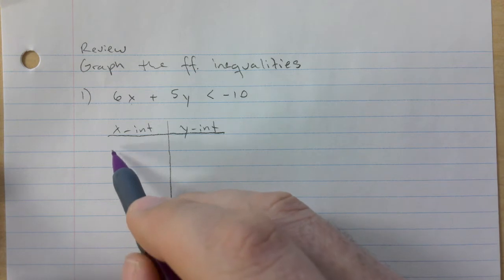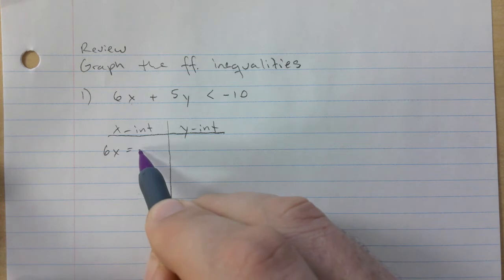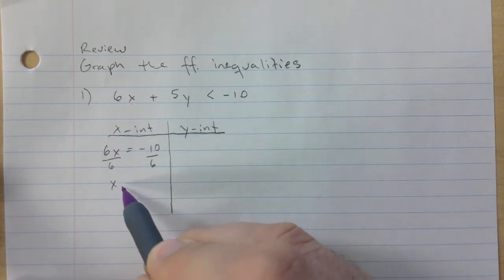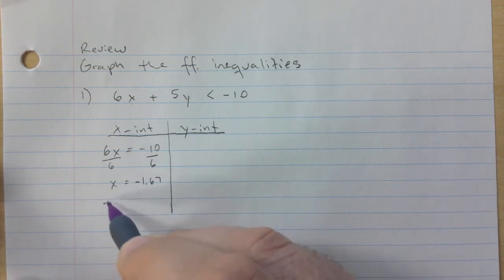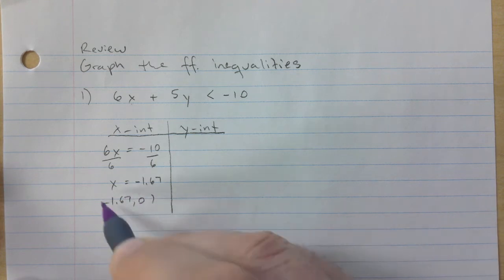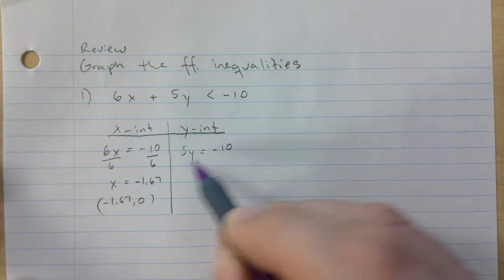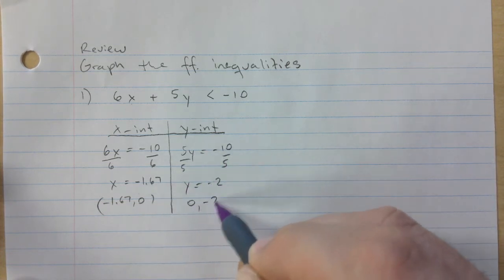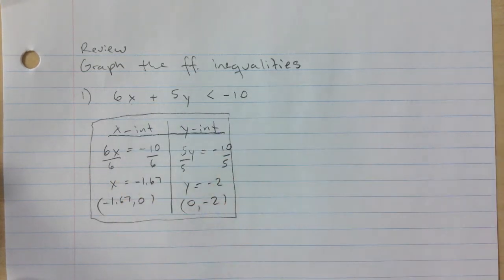And so x-intercept, the y turns 0, right? So 6x is equal to -10. And that is -1.67, 0. Here we have 5y is equal to -10. Divide both sides by 5. y is equal to -2. 0, -2. Got that taken care of.